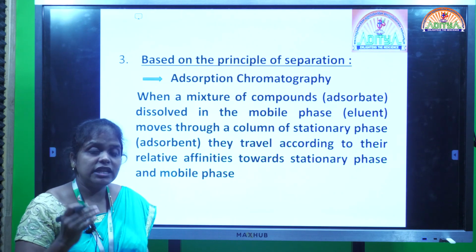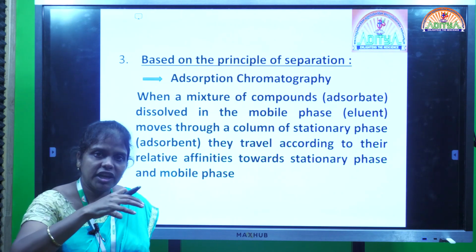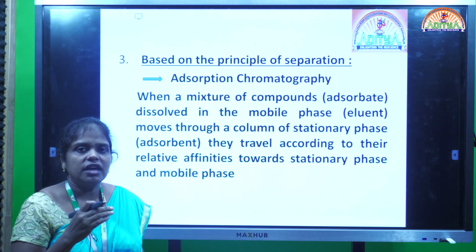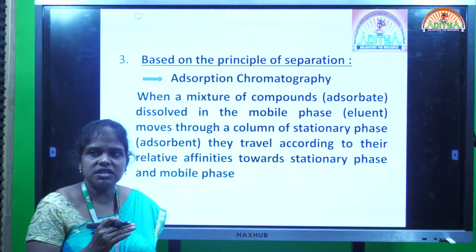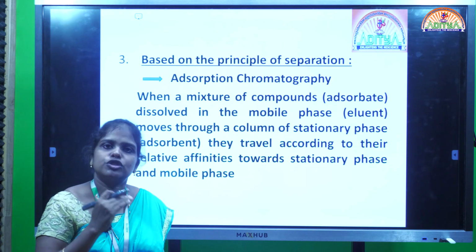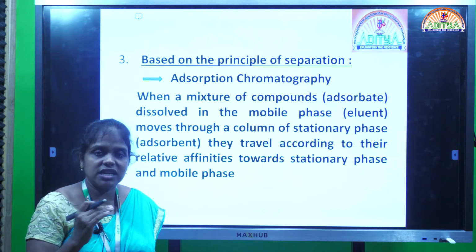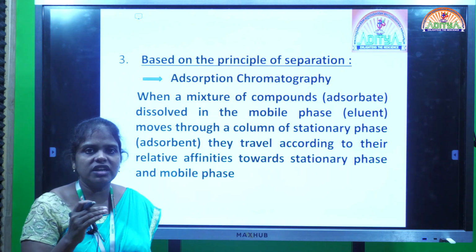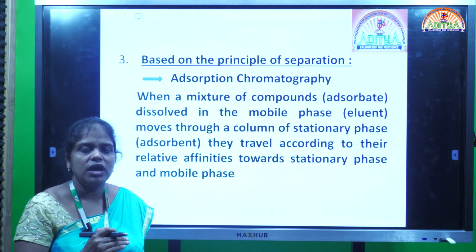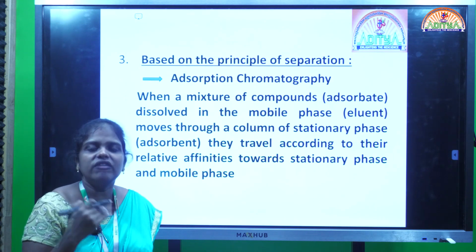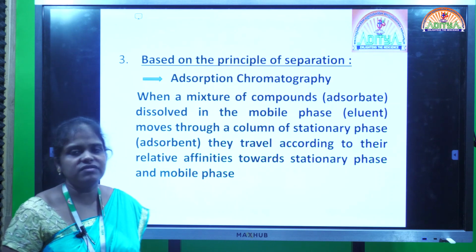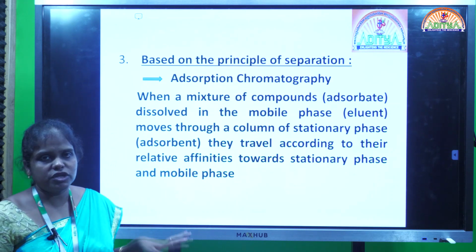So whatever components are present in that paracetamol mixture, if they have more affinity with the stationary phase, they will elute slow, because stationary phase means it will not move. If the sample has more affinity with the stationary phase, it will elute slow. If the component has more affinity with the mobile phase, they will elute fast. That is the main mechanism happening in adsorption chromatography.